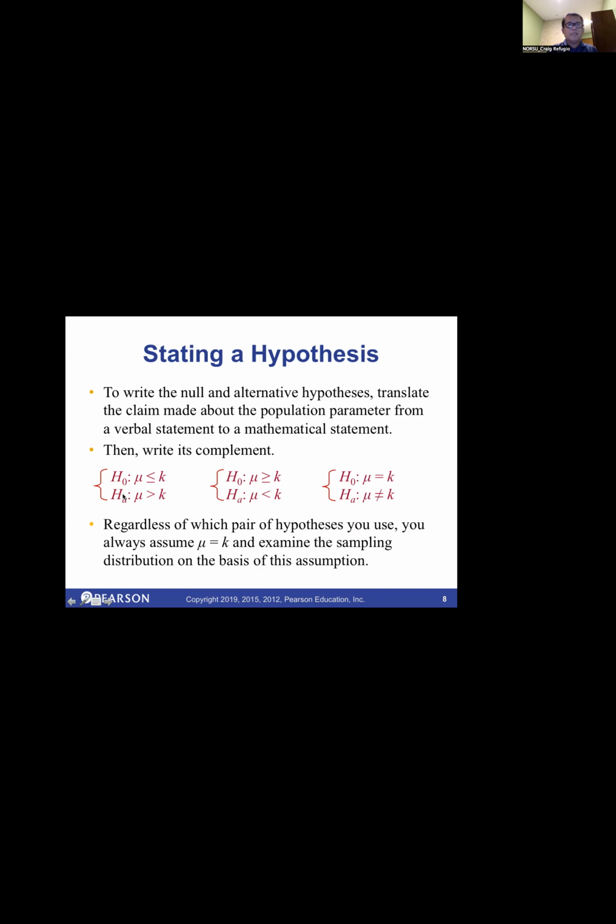So we have H0 and HA, another H0 and HA, and another H0 and HA, but take note, the symbols are different. Regardless of which pair of hypotheses you use, you always assume mu is equal to K, and examine the sampling distribution on the basis of this assumption. Mu is equal to K. That's our basic assumption. In statistics, when we say assumption, these are statements believed to be true at the very beginning.